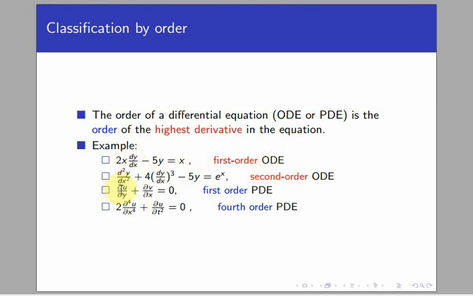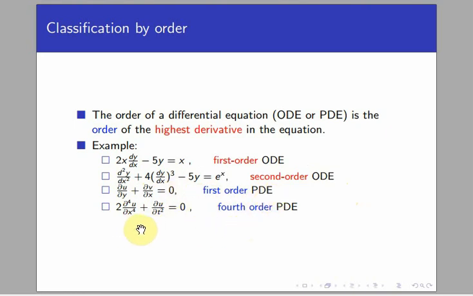The second one, what is the highest order? This one is the highest derivative, so its order is 2. Therefore it is a second order ODE, since the type of differential equation is ordinary. And the third example is a partial differential equation, and the highest order is 1, so it is a first order partial differential equation.